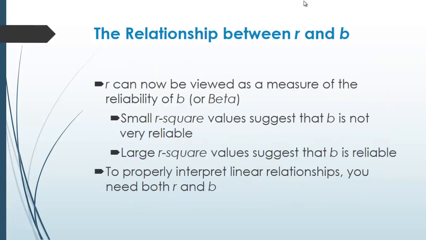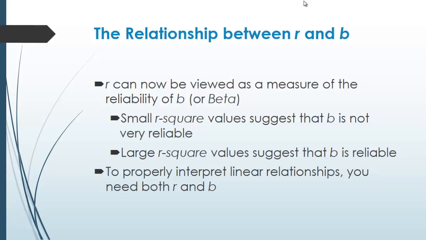So because a regression relies on both consistency and slope, we can use beta or b to determine the effect. We can also use r to determine the consistency. So small r square values suggest that b is not reliable, so you may have a large effect, right?